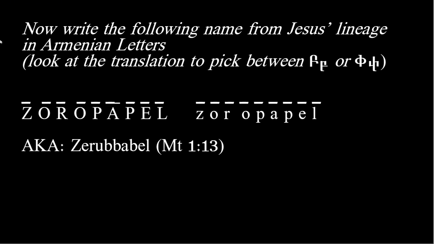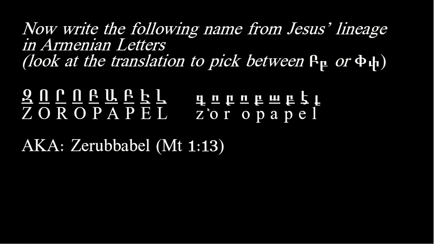Now write the following name from Jesus' lineage in Armenian letters. Now to pick between this letter which gives a P sound and pure which also gives a P sound, look at the translation. So remember how, for example, the name Bartholomew in Western Armenian was Bartholomeos. So for this name that we will write in Armenian letters, Zoropapel. But in English it's Zerubbabel. The Gospel of Matthew chapter 1 verse 13. So pause the video and I will show the solution in 3, 2, 1.